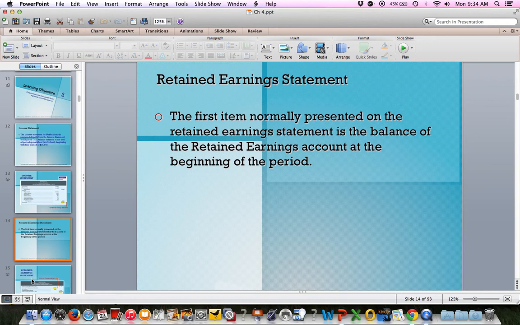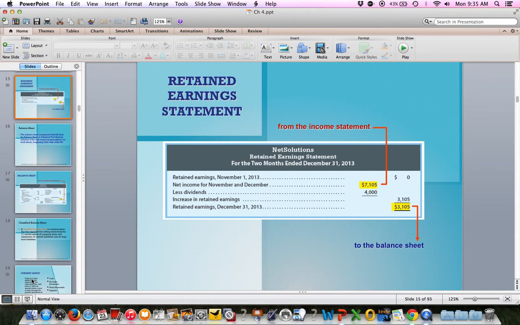And so the retained earnings statement, it says the first item normally presented on the retained earnings statement is the balance of the retained earnings account at the beginning of the period. Right? We start out with a beginning number. For our sample company, it's 0 because it was a brand new business. Okay, and so the income statement gives us my net income number, and the number from the worksheet, I should say, gives me my dividend number.